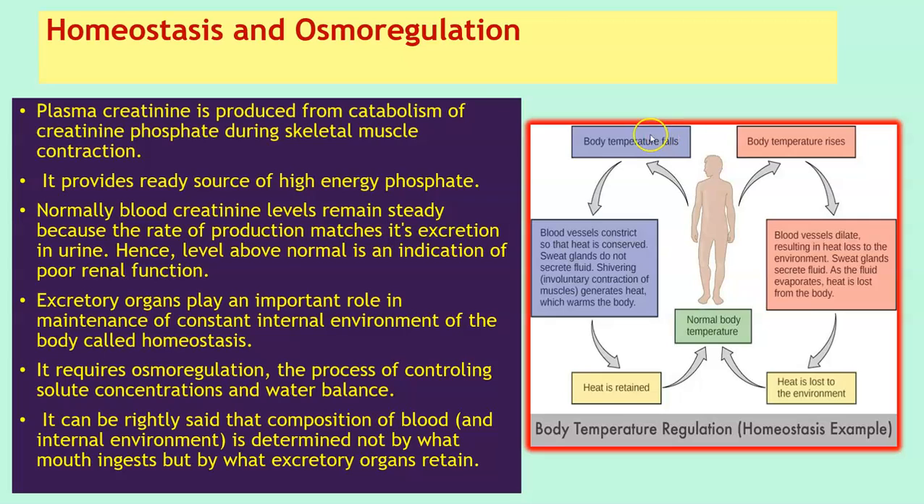And in case the body temperature falls, then the blood vessels constrict so that heat is conserved. Sweat glands do not secrete fluid. Shivering involves contraction of the muscles, generating heat, which warms the body, and heat is retained, thus helping to keep the body temperature normal. So this is called regulating the internal body environment.